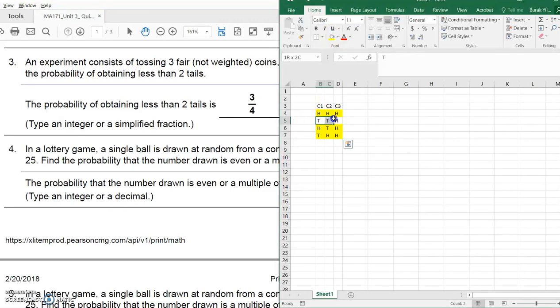And this one has 1 tail, that one also works. So other than this combination, these 3 would work, right? So we have 1, another 1, another 1. So 3 possibilities work out of 4. So that's why the probability of obtaining less than 2 tails is 3 over 4.